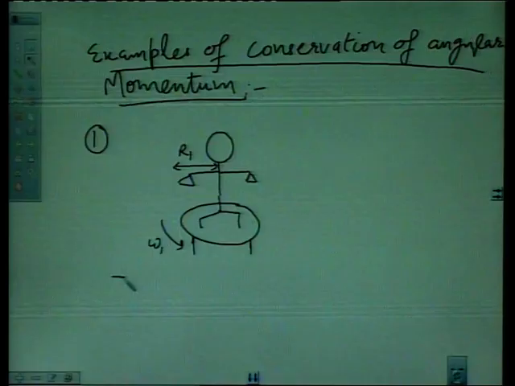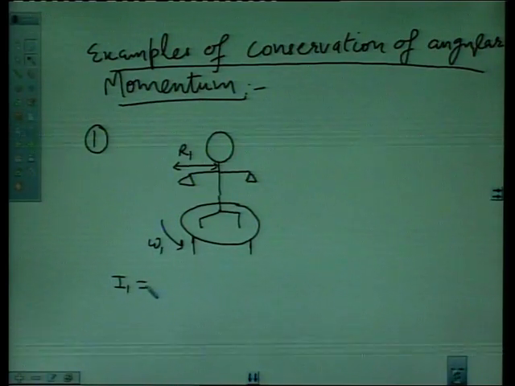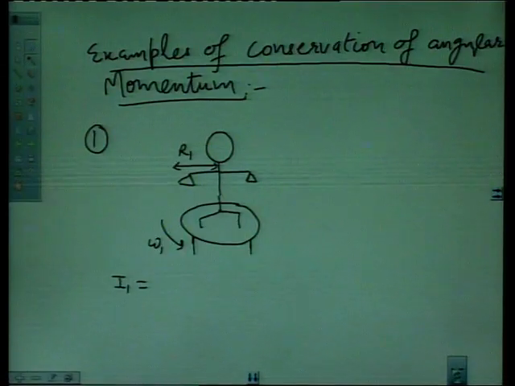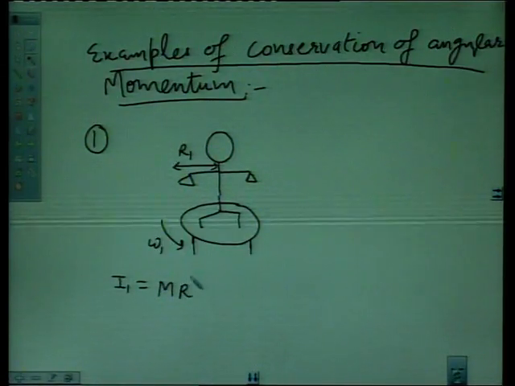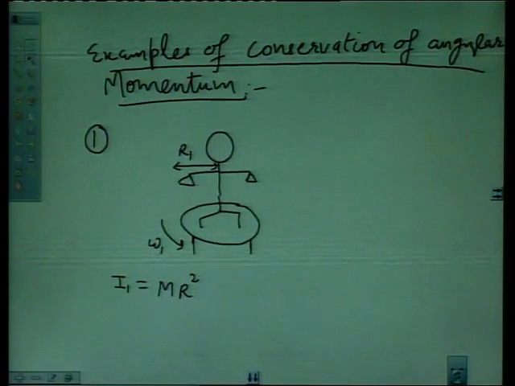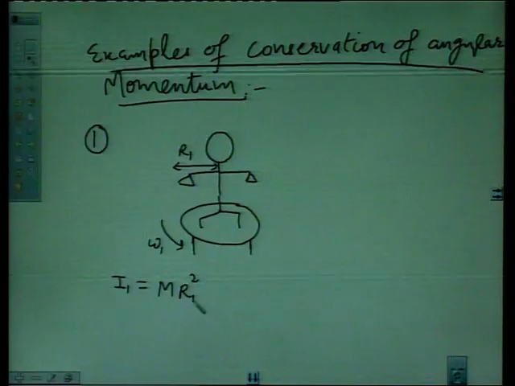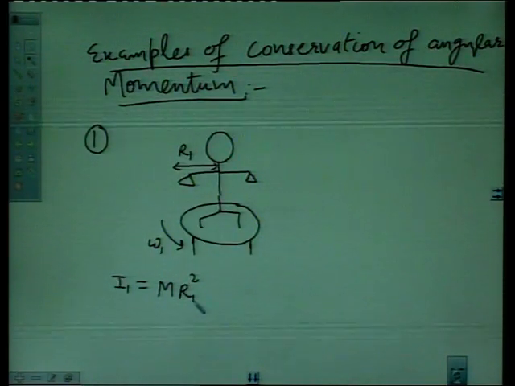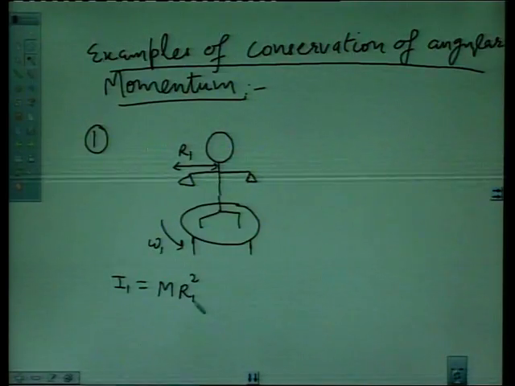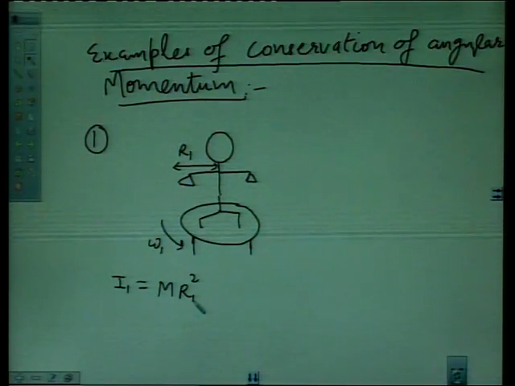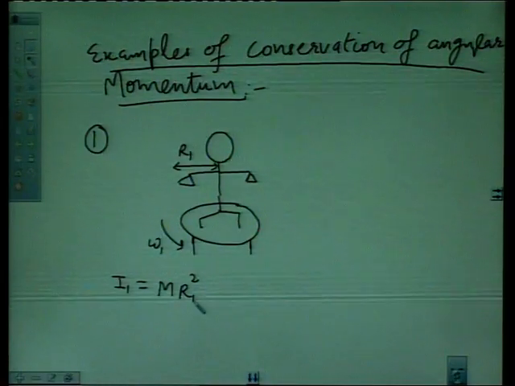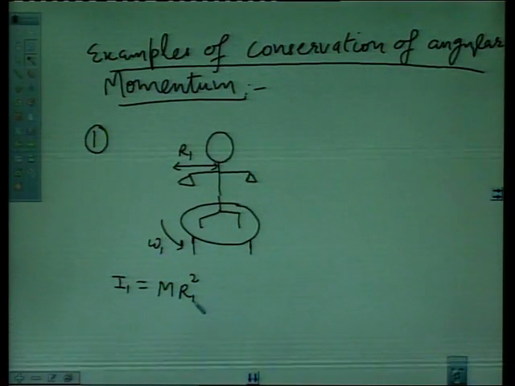Now, as we know that I, the moment of inertia, is equal to m into r square. M is the mass of the person who is standing on the rotating table. I1 can be written as m into r1 square. Since the mass of the person does not change, only the radius of gyration r1 is changing. So, I is dependent on r1. If he stretches his hands outside, then r1 is more. So, I1 will be more.